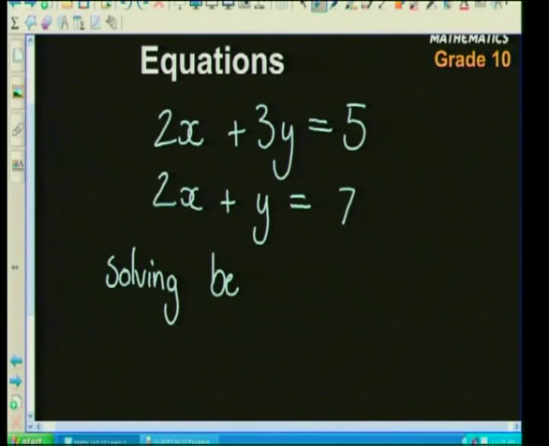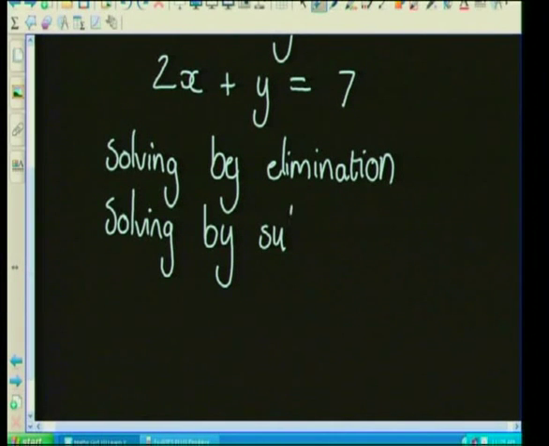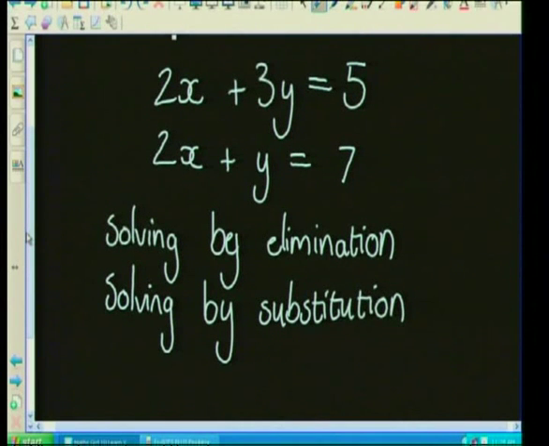and this is when we literally eliminate one of the variables. And then there is solving by substitution. Personally, I prefer solving by substitution because it works with everything. So in other words, if you were to get a quadratic simultaneous equation, you'd be able to use substitution as well. It's a little bit more difficult to do it using elimination.